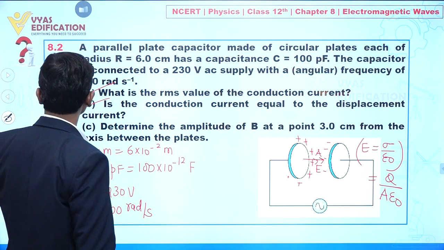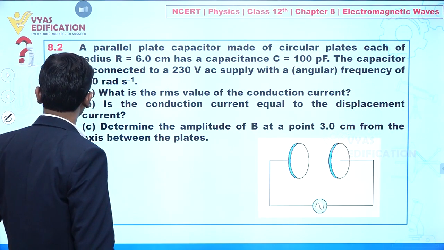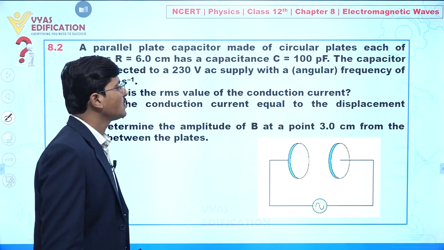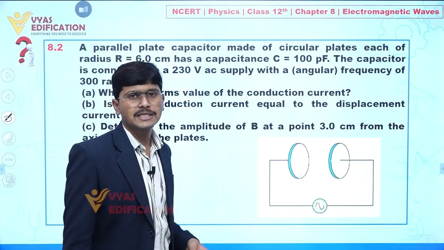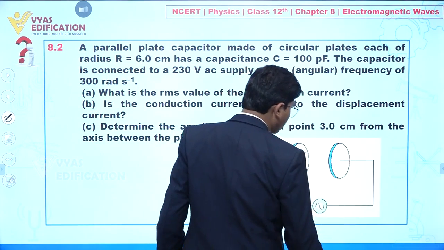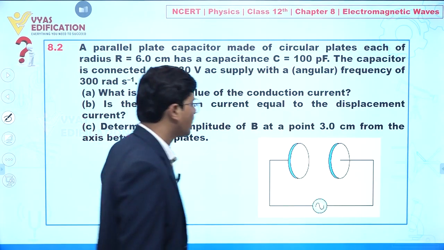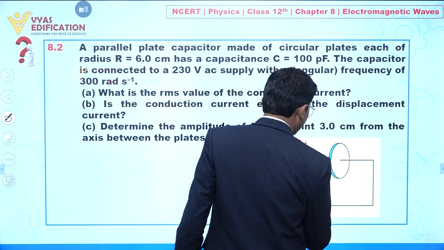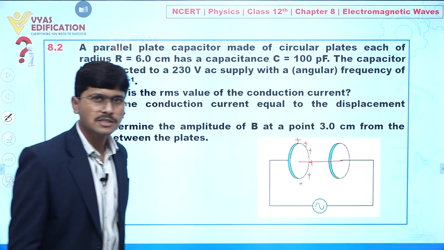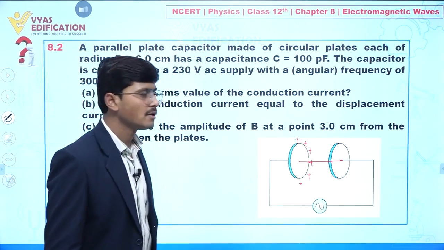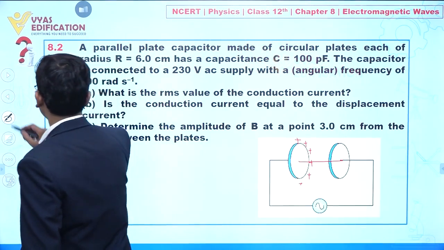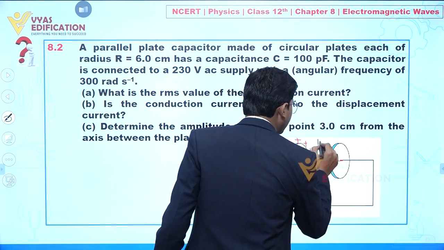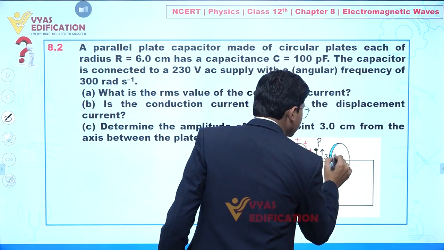Now listen. If we talk about part C, it is given: determine the amplitude of B, the magnetic field, at a point 3 centimeter from the axis between the plates. Clear? Because an AC source is connected here, let's suppose at an instant this plate is positive and this is negative, and this is the axis between the two circular plates. Let's take a point P where we have to find the magnetic field, at a distance of 3 centimeter.